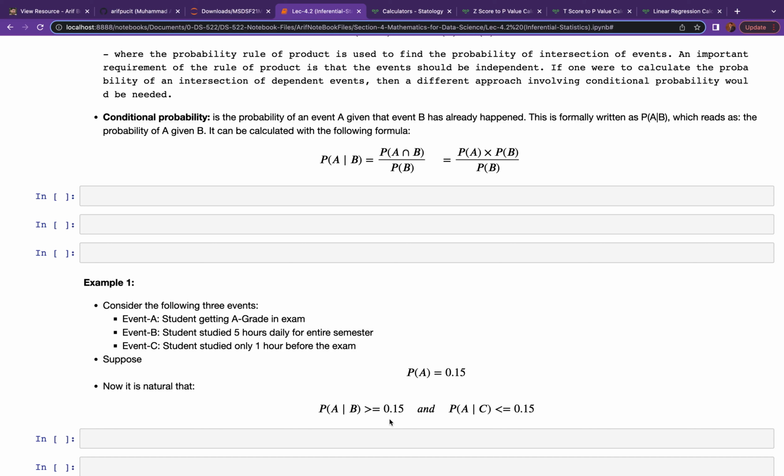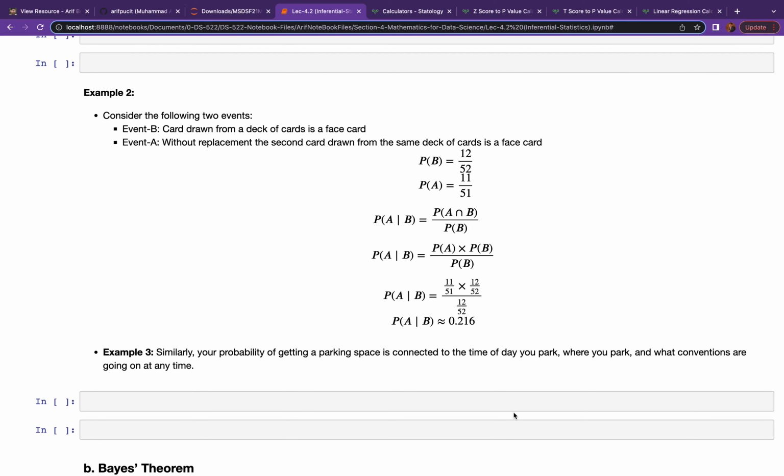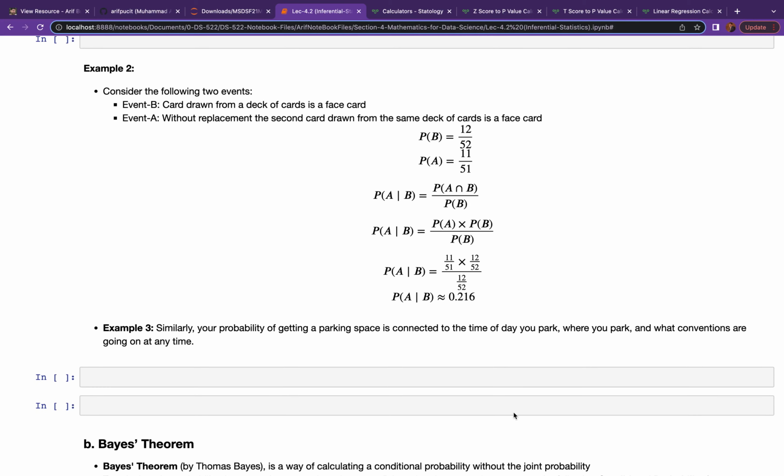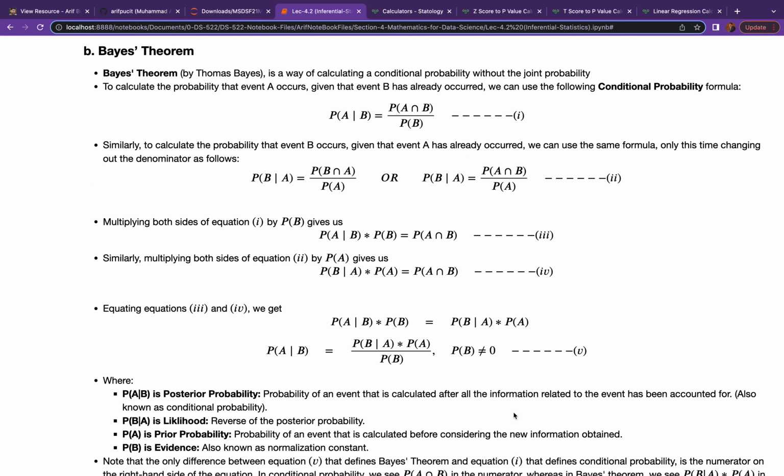Similarly, if I ask you that a student has studied for just, let's suppose, 5 hours before the exam only and never in the entire duration of the semester, what will be his or her probability of getting an A grade? And naturally, you will say that the probability this time will be far less than 0.15. Okay, my dear friends, do go through these examples for a crystal clear understanding of conditional probability. And let me move ahead to the Bayes theorem.